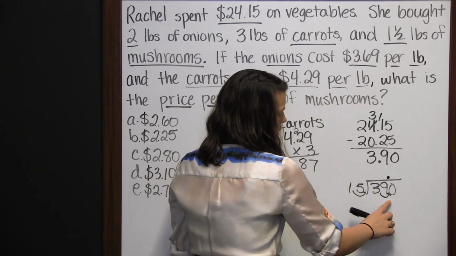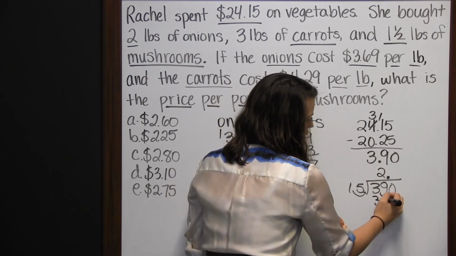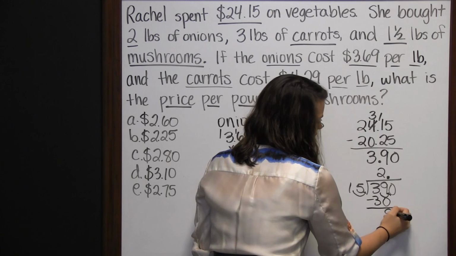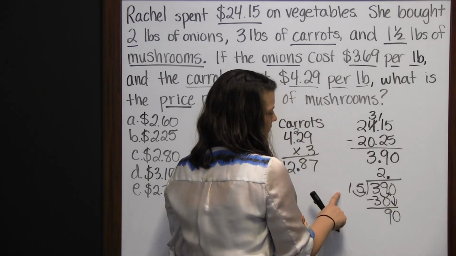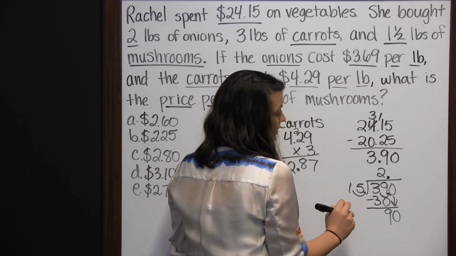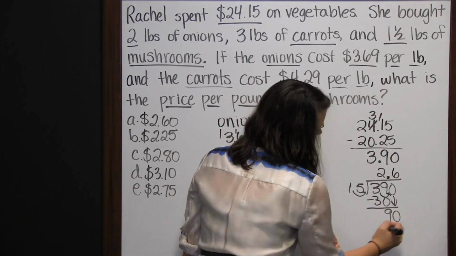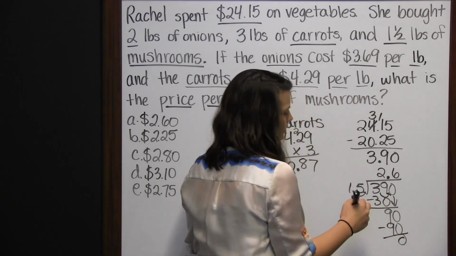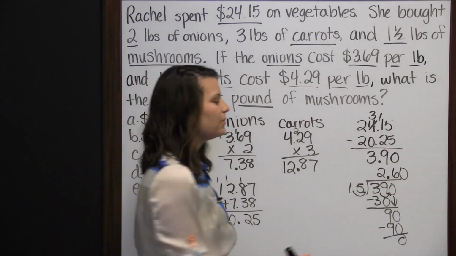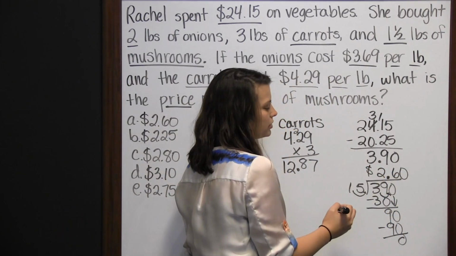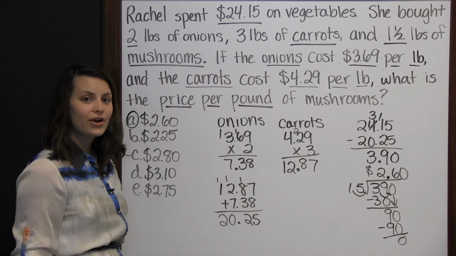And 15 goes into 39 2 times. 15 times 2 is 30. Subtract and you get 9. Bring down the 0. 15 goes into 90 6 times. 15 times 6 is 90. Subtract and you get 0, so no remainder. But we can add a 0 here since we're talking about money. So that means that the mushrooms were $2.60 per pound, which is answer A.